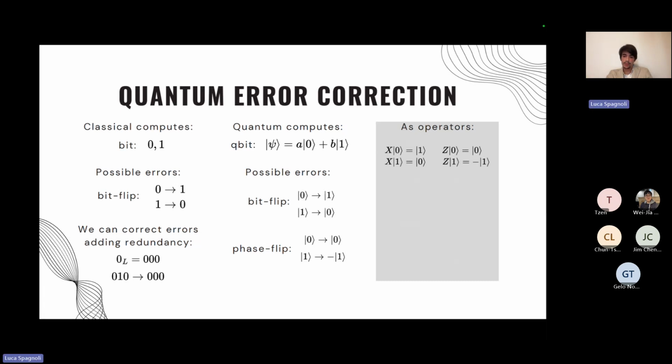The same happens with the X operator on the same basis. The X Pauli matrix acts as a bit flip error because it cycles through the possible states 0 and 1.